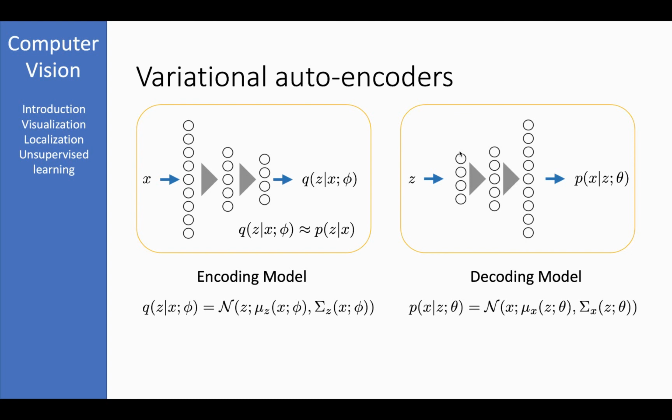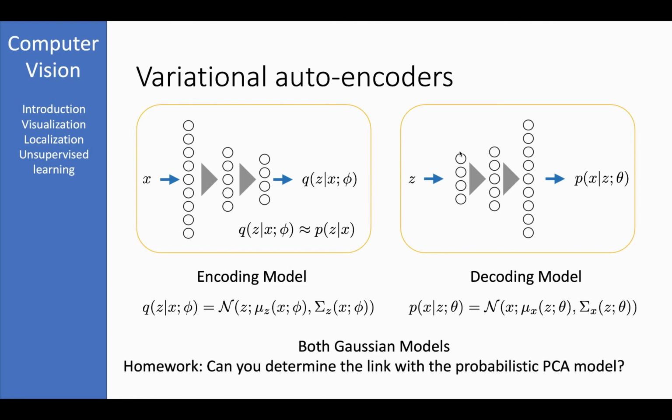Now, in the original model, they use Gaussian distributions for both the approximate posterior distribution and the distribution in the image space. But you can use any other type of distribution here. And notice that this is very much linked to probabilistic PCA. Probabilistic PCA will have a Gaussian here and a Gaussian here as well. And instead of having nonlinear maps like this, they will actually have just linear maps.